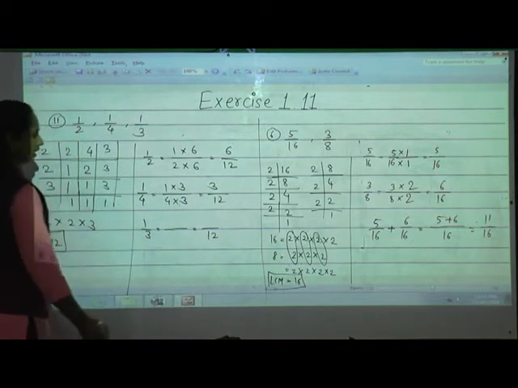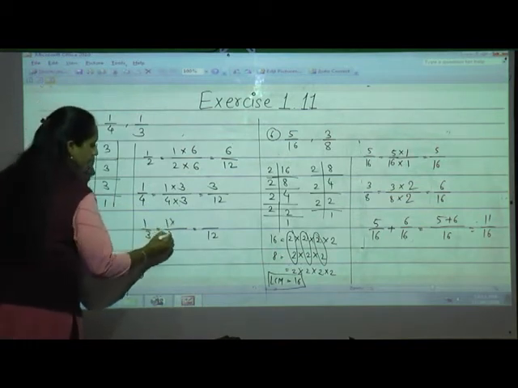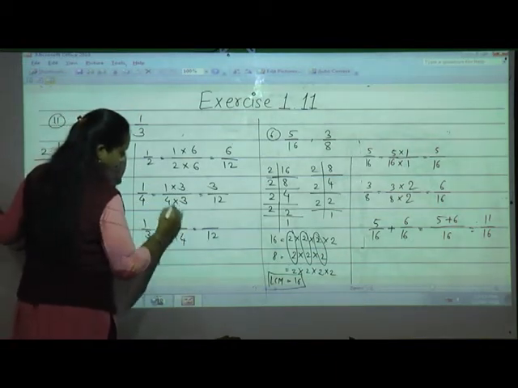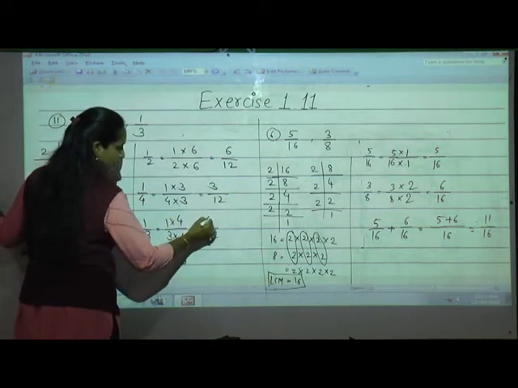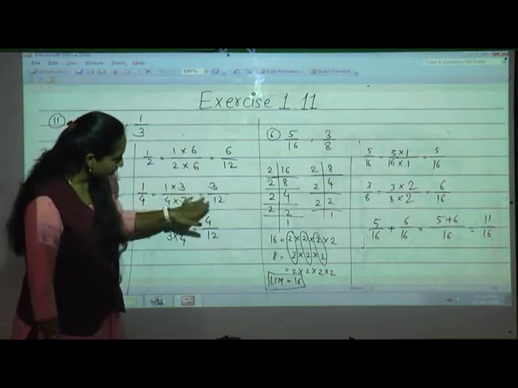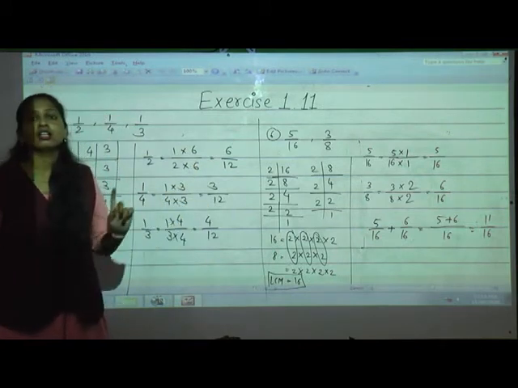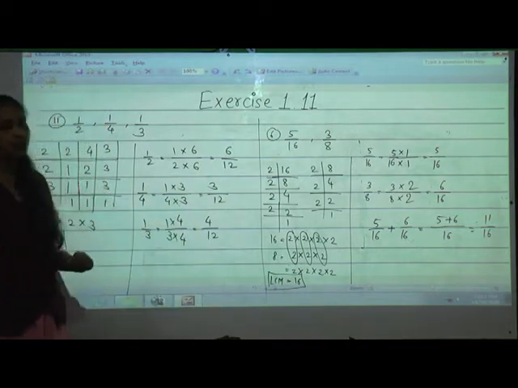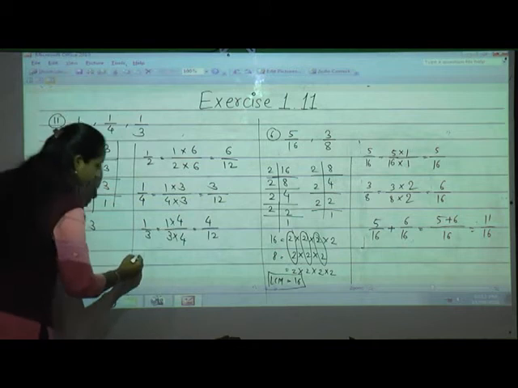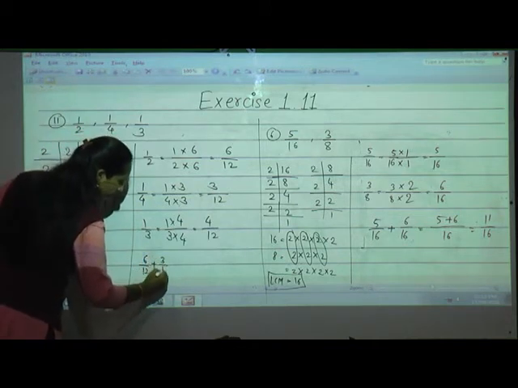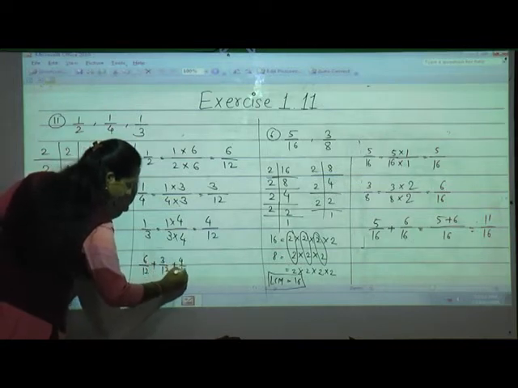Now the next, 1 upon 3. Here should come 12. Now 1 multiplied by 3 multiplied by. Now 3 whats are 12? Yes, 3 4s are 12. Here also 4, 1 4 is 4. Now see, we got the fractions 6 upon 12, 3 upon 12 and 4 upon 12. Now the denominators are the same, 12, 12, 12. Now we have converted them into like fractions. Now we can add together 6 upon 12 plus 3 upon 12 plus 4 upon 12.